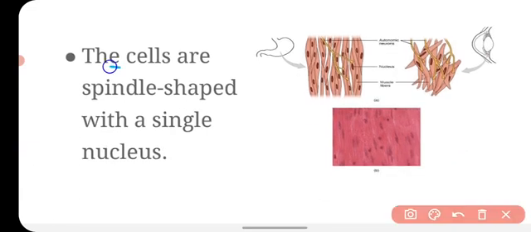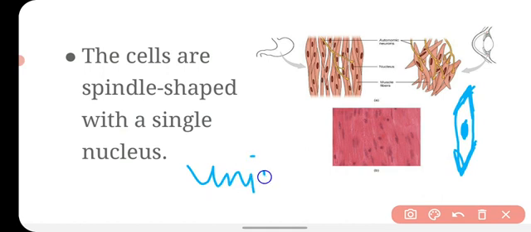And the cells are spindle shaped with a single nucleus. You can see that the shape of the cell is like this. Spindle means they are pointed at both the ends. That's why they are spindle shaped, and they have one nucleus. They are uninucleated.